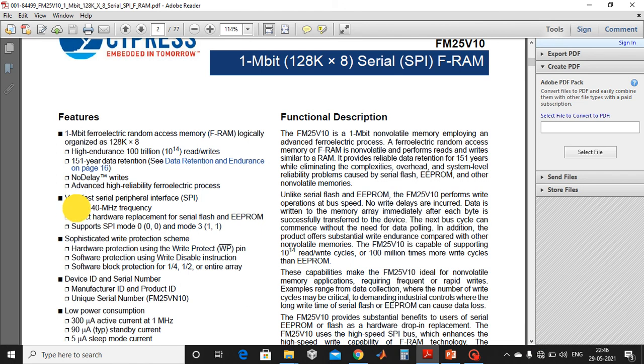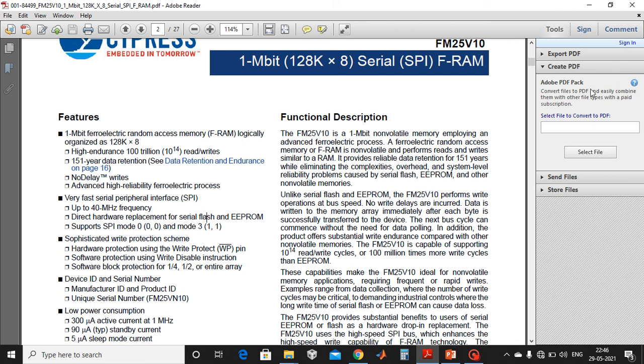One important parameter which is easily available from the datasheet is the clock frequency. This device supports clock frequency up to 40 megahertz, and this device also supports two modes of SPI. SPI mode 0, in which clock polarity and clock phase both are 0, and this device also supports SPI mode 3, that means clock polarity and clock phase both are 1.